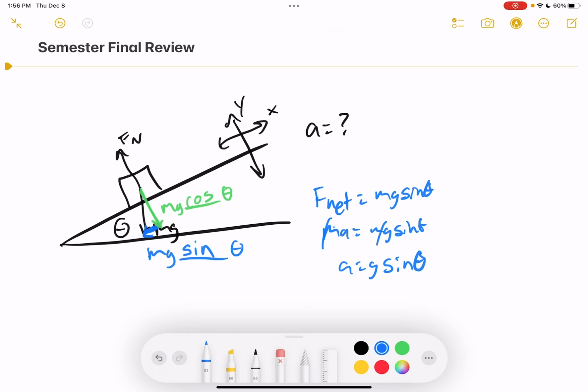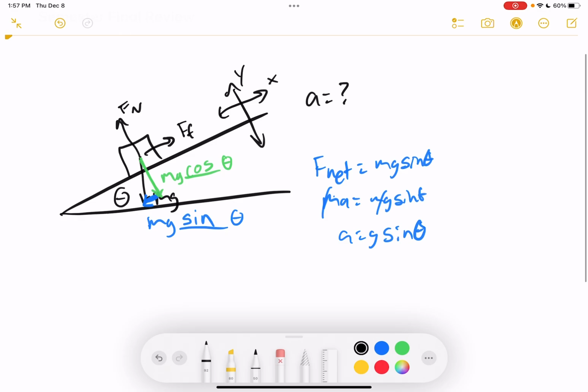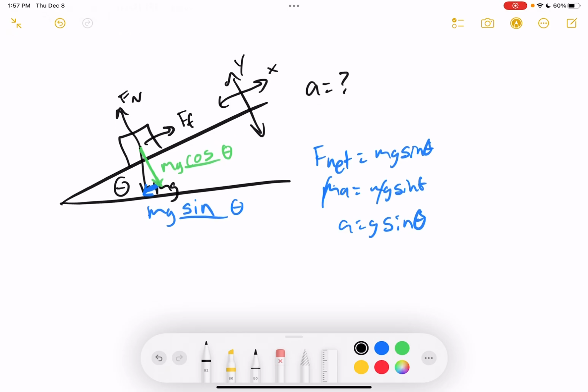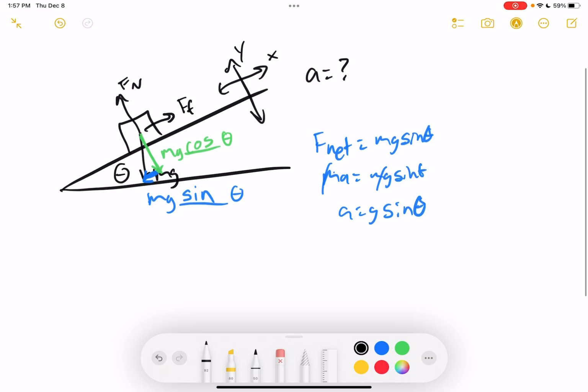Now let's say I do have friction. I would need to change this free body diagram and add my friction here. Now this one is actually going to end up being important. You can draw an XY chart. It might help you understand a little better, so let's go ahead and do that. So I have my x and y.